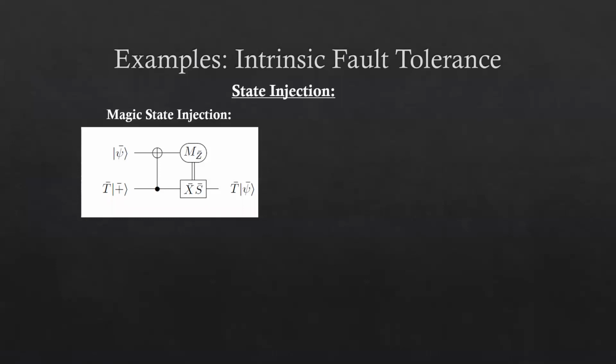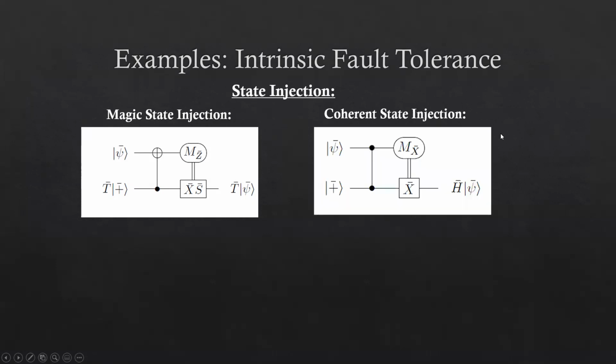Firstly, we have state injection, whereby some ancillary logical state is prepared and injected into the scheme by teleporting the logical state onto the wiring containing the ancillary state. The most well-known example of this is magic state injection, where some magic state, such as this T-bar plus bar, generally prepared by a process such as magic state distillation, is injected to allow us to perform a non-Clifford T-gate that can complete a universal gate set on codes such as the 2D surface code.